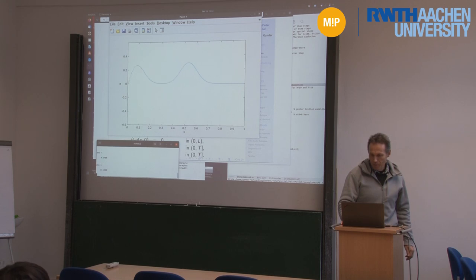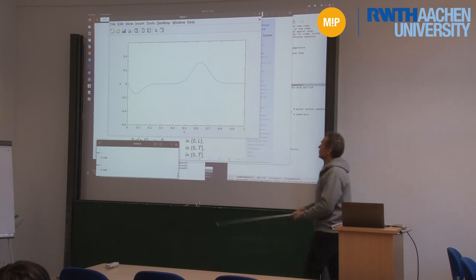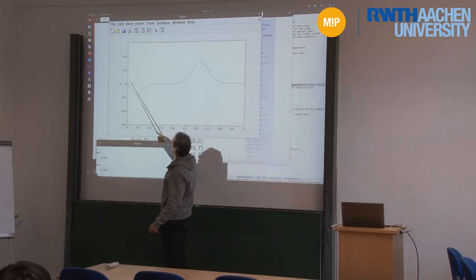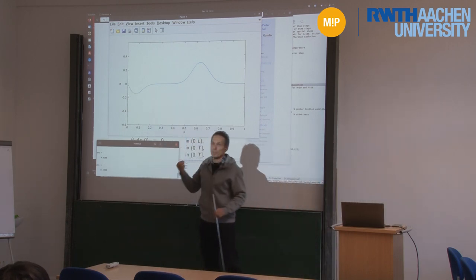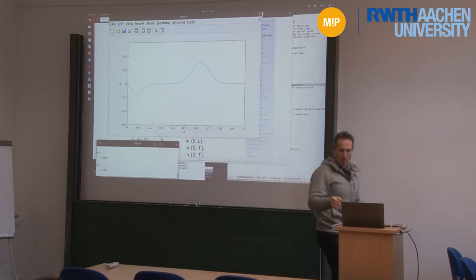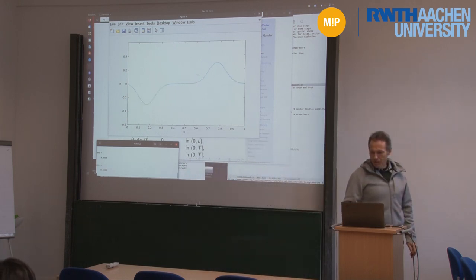It splits into two. One goes to the left, one goes to the right. You see at the left there is a reflection. It's coming back, and it's coming back with the other sign because it's a Dirichlet condition. And now it gets to the right, and it's coming back. And now it merges with this pulse, and you get the same pulse, and it splits again, it continues, and it goes like this forever. That's what the wave equation does.